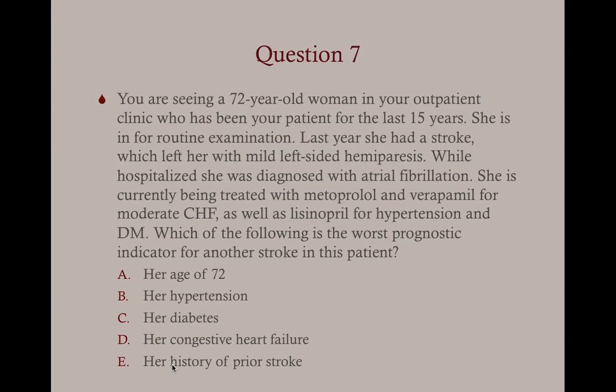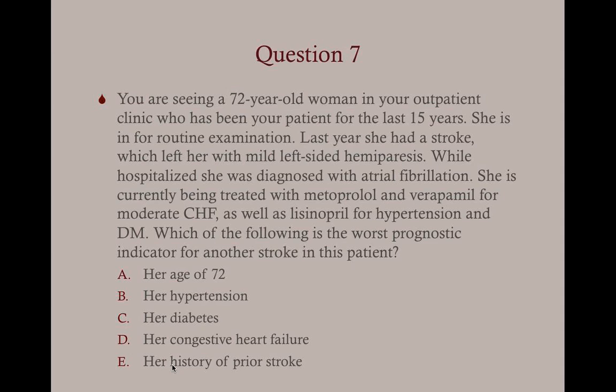Okay, so question 7. You're seeing a 72-year-old woman in your outpatient clinic who has been your patient for the last 15 years. She's in for a routine examination. Last year she had a stroke, which left her with mild left-sided hemiparesis. While hospitalized, she was diagnosed with atrial fibrillation. She's currently being treated with metoprolol and verapamil for moderate congestive heart failure, as well as lisinopril for hypertension and diabetes mellitus. Which of the following is the worst prognostic indicator for another stroke in this patient? Is it A, her age of 72, B, her hypertension, C, her diabetes mellitus, D, her congestive heart failure, or E, her history of prior stroke?